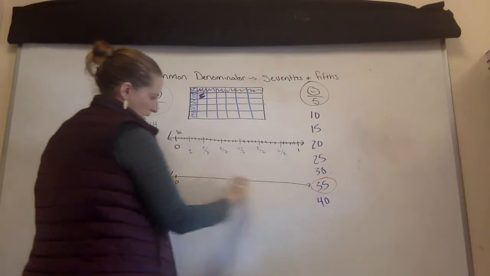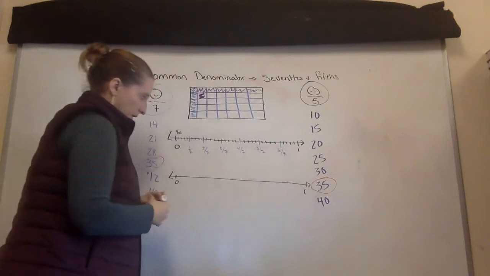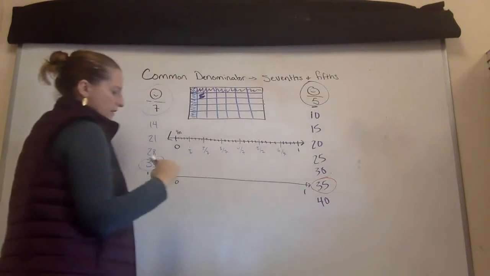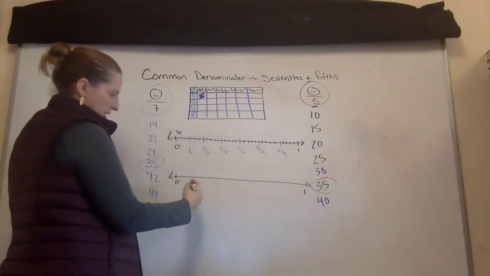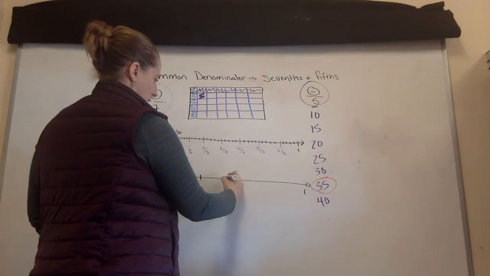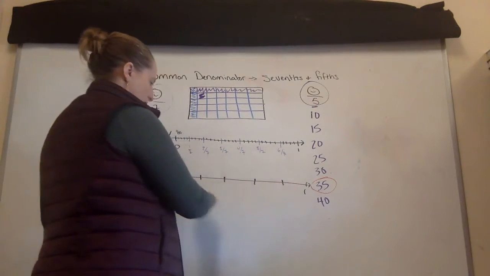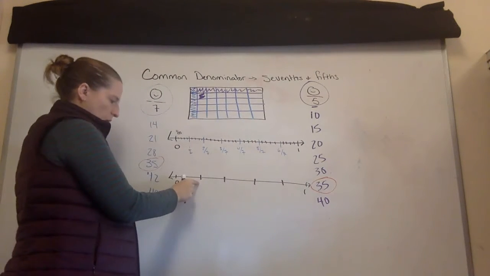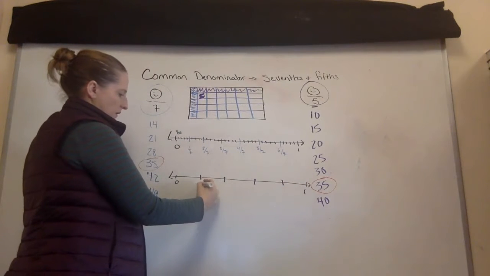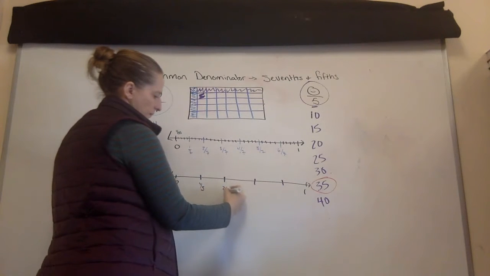Again, I'm going to break up my number line from 0 to 1. This time I'm going to start by showing 5ths. So 0 to 1, I'm going to split this into 5 equal pieces. Again, I'm freehanding, that's okay. 1, 2, 3, 4. Notice that I used 4 tick marks, and that gives me 1, 2, 3, 4, 5 equal pieces. So each one of these is a 5th.